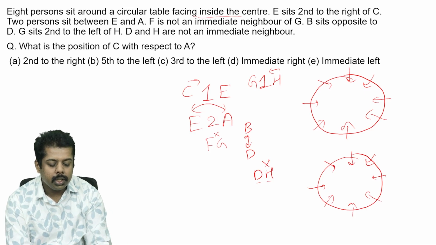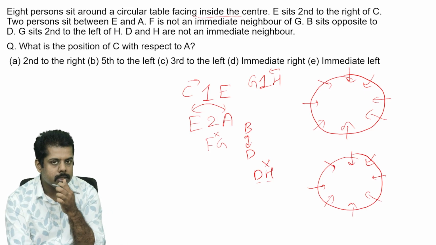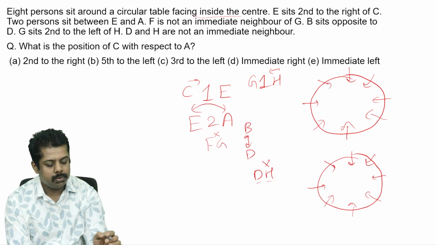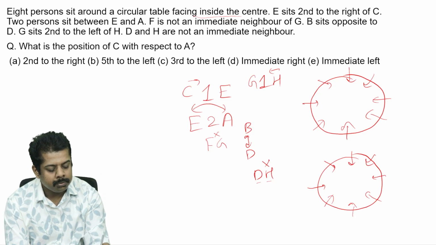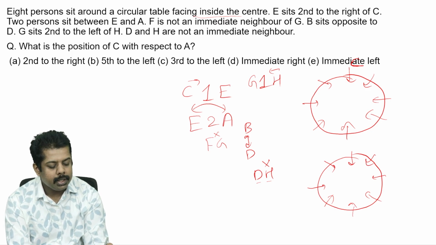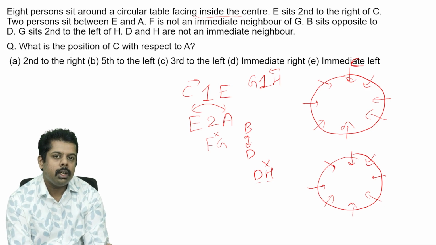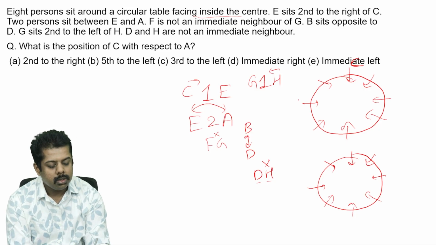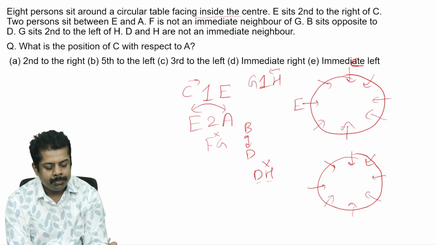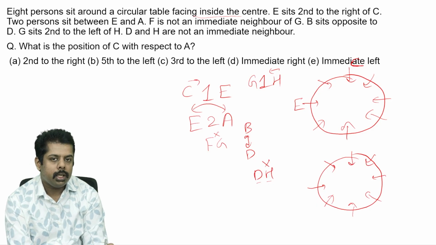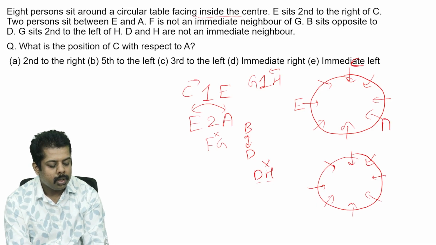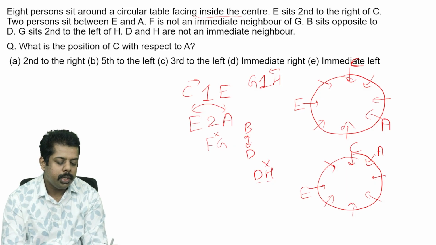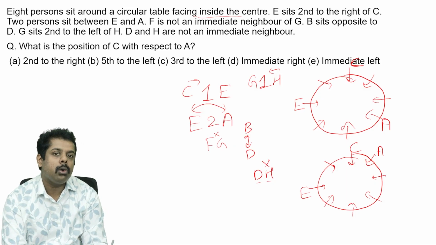Now what we can do is start with C. The first point says that E is sitting second to the right of C. So I'm placing C here. E is facing inside, and the right is anti-clockwise, so E has to be here. Now, two people are between E and A. So we have two scenarios here, and we have to draw two diagrams. E has two options, so that's why we have drawn two diagrams.